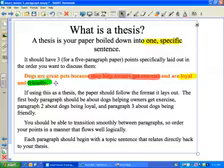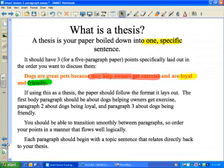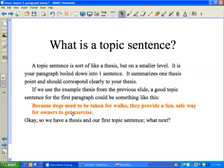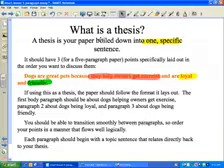Definitely some sort of progressive order. So next is your topic sentence. We talked about a thesis sentence, which is your whole paper boiled down to one sentence. One sentence. Here's a sample thesis statement. So now we have a topic sentence.